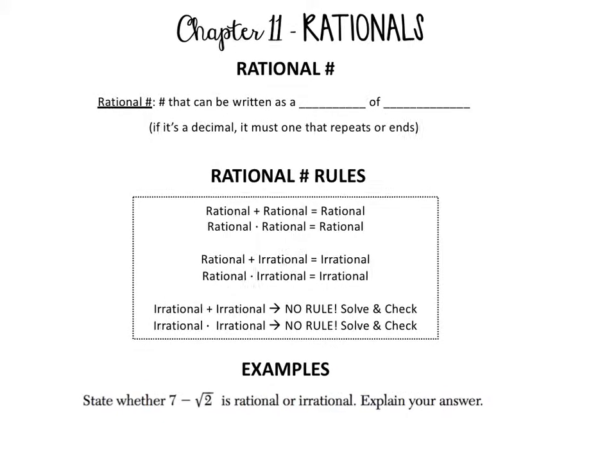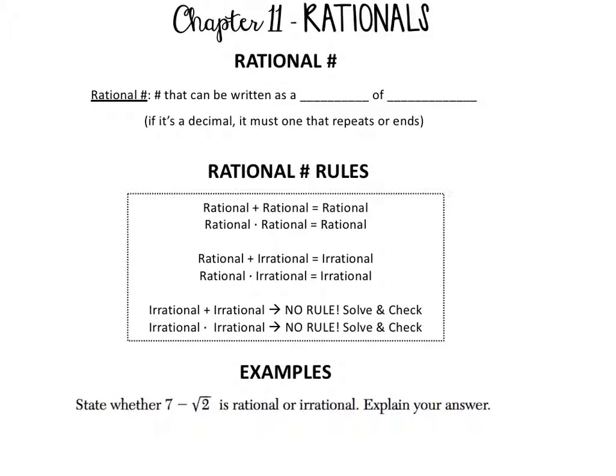Chapter 11 was a mini chapter on rational numbers. A rational number is a number that can be written as a ratio of integers. Quick reminder, integers are counting numbers, positive and negative, and that includes 0. So a ratio is a fraction.